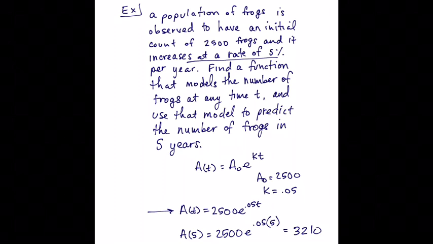So the key takeaway for this problem is recognizing that since we weren't given a specific doubling time, we used a different model, which was really just continuously compounding interest in a way, where we've been given a relative growth rate and an initial count.